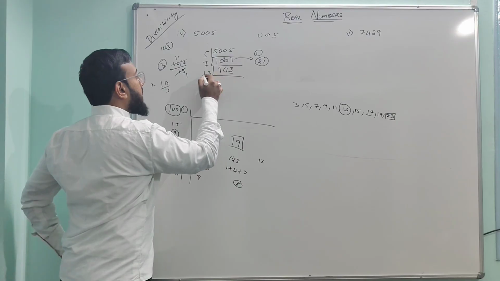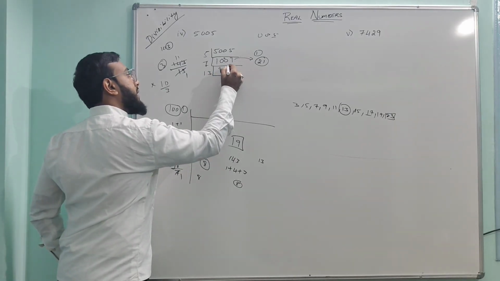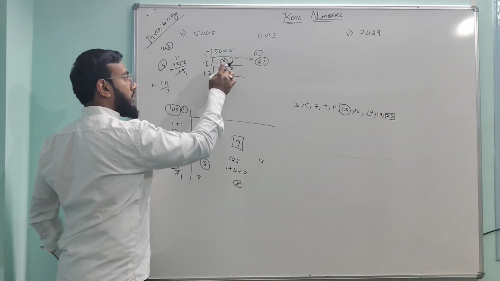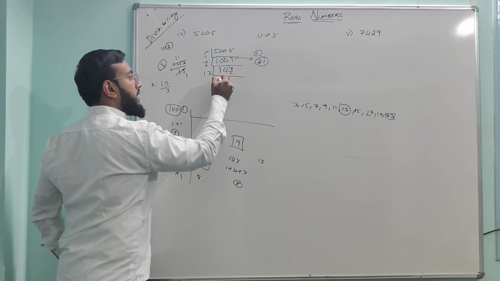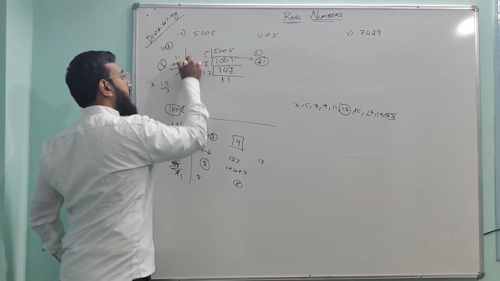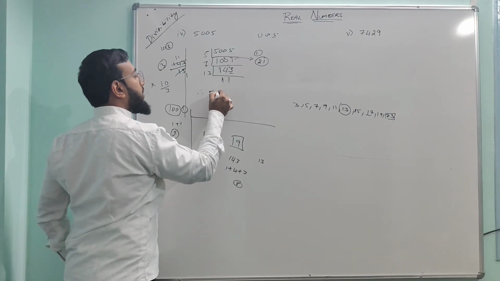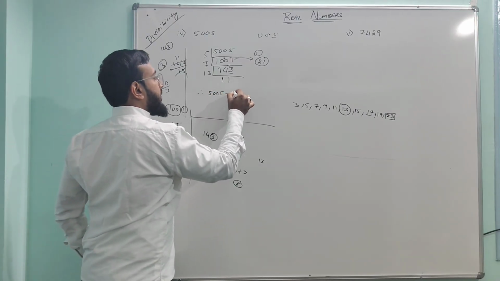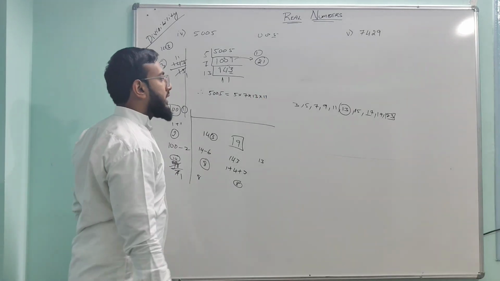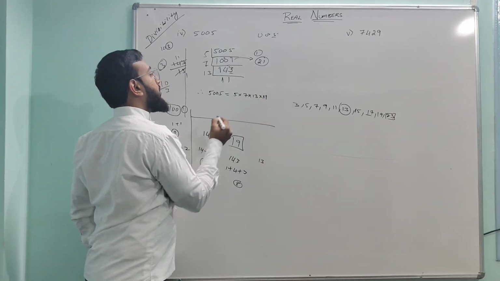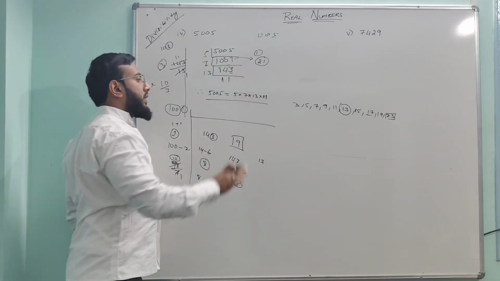So 13 ones are 13. How much is remaining? 1. 13 ones are 13. So 11 is a prime number. Therefore, 5005 is equal to 5 into 7 into 13 into 11. These are the prime factors of 5005.